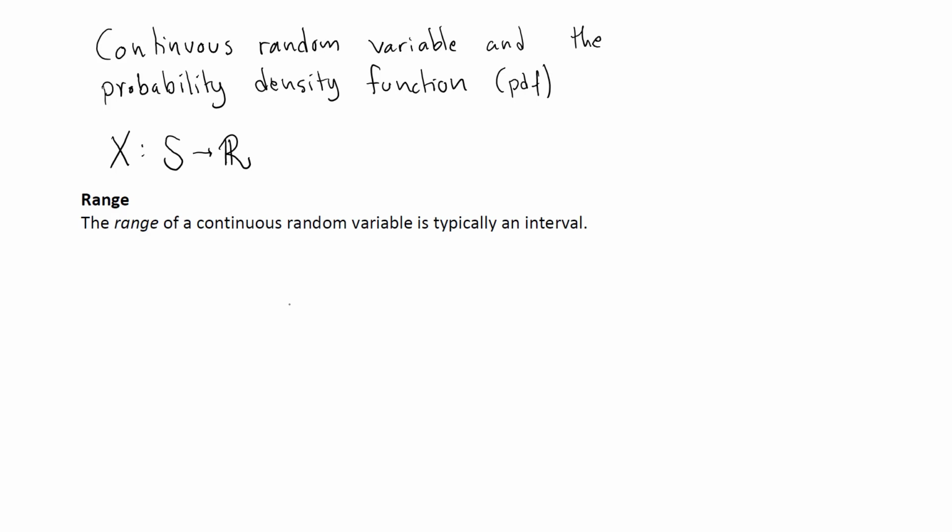We defined the discrete random variable from its range. Unfortunately, we cannot do the same thing with the continuous random variable. However, it is typically the case that the range of a continuous random variable is an interval. So the range of a continuous random variable could be something like 0 to 1, meaning that every real number between 0 and 1 is a possible outcome for this random variable. The interval may be unbounded, so we could have a continuous random variable with a range 0 to infinity, or even a range minus infinity to infinity.